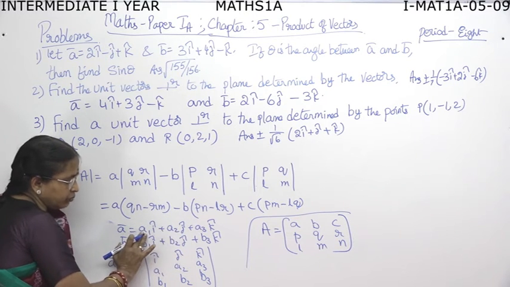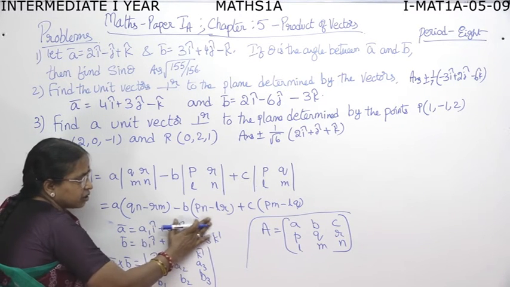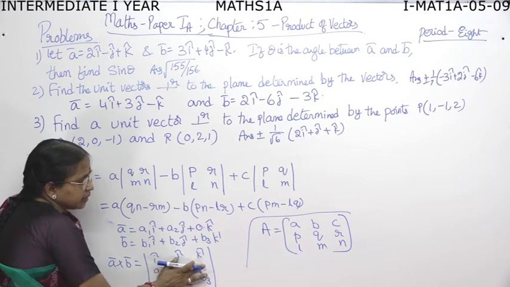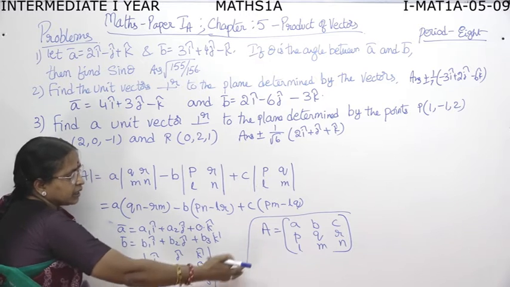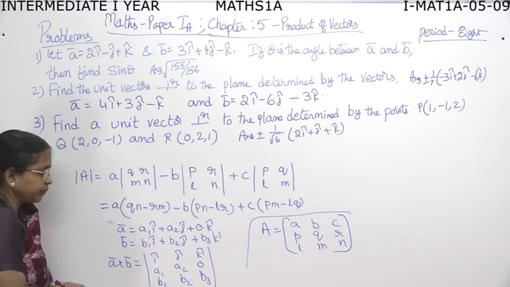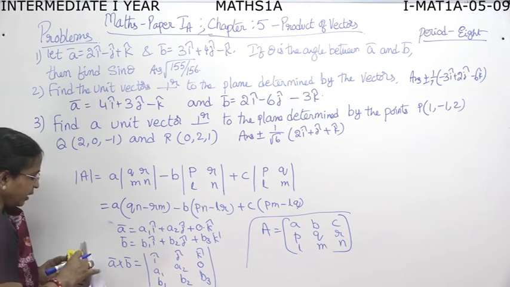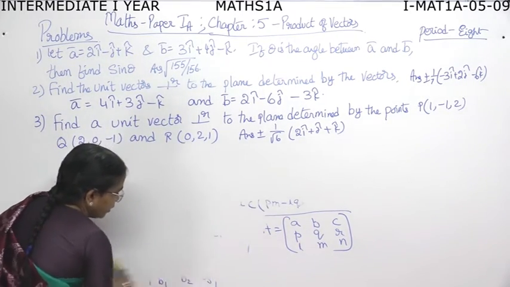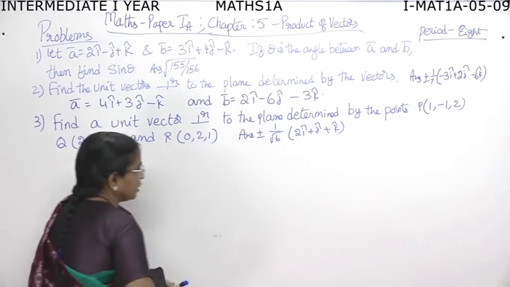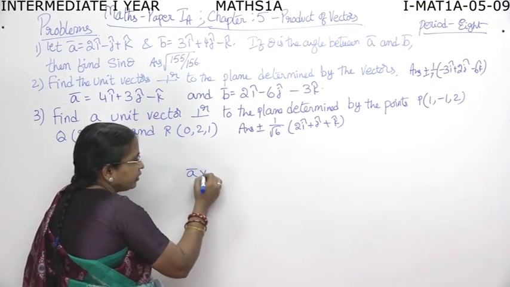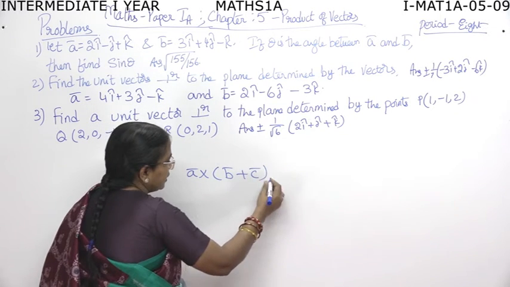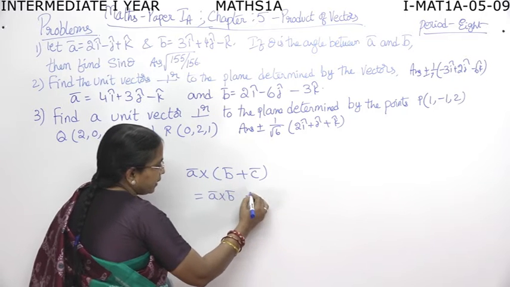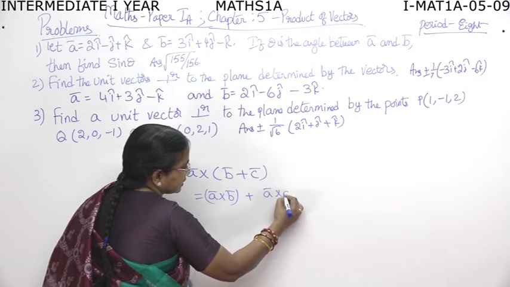Now suppose that you have only A1 i plus A2 j. A3 k is not there. Then it means that it is 0 into k. So in the place of A3, you will write 0 and expand the determinant according to this method. So this is about A cross B. And next, we also discussed this property, that the cross product is distributive with respect to addition. A cross B plus C is equal to A cross B plus A cross C. It should be always from left to right.